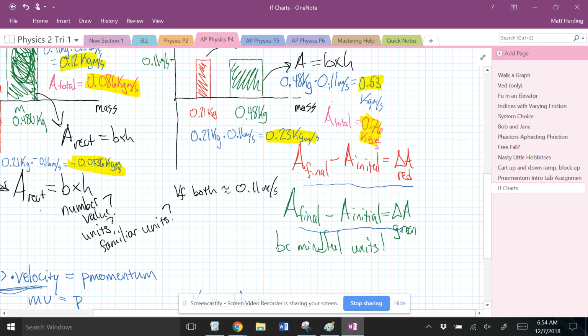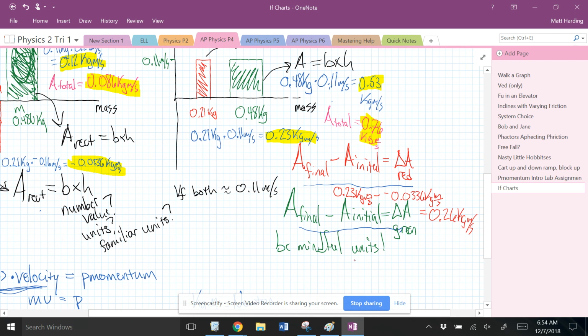Red final is 0.23 kilogram meters per second. Red initial was negative 0.0336 kilogram meters per second. So I'm going to get a change there. 0.23 minus negative 0.0336, I'm going to get a change of positive 0.26 kilogram meters per second. And I do the same thing for green.